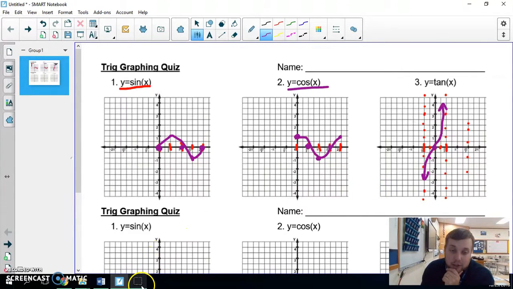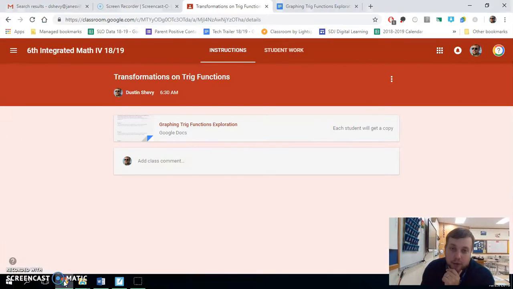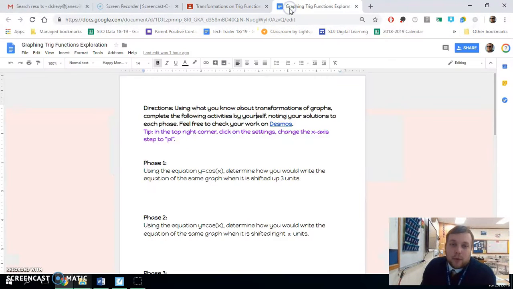Okay, next thing that you need to do is go onto your Google Classroom. There's a thing called Graphing Trig Functions Exploration. Okay, when we enter this, it says use what you know about transformations of graphs to complete the following activities by yourself, noting your solutions to each phase. Feel free to check your work on Desmos.